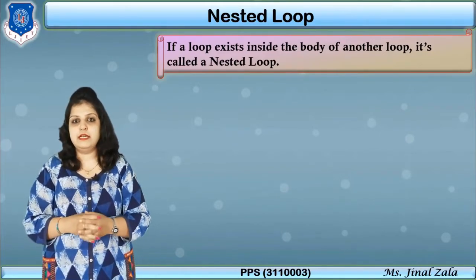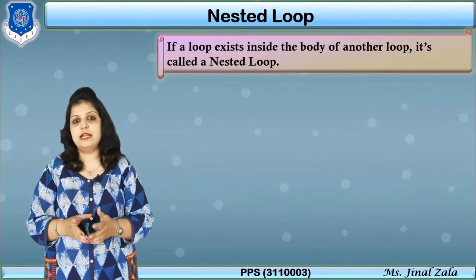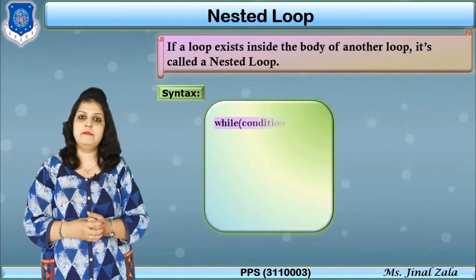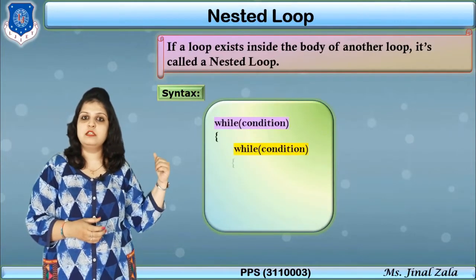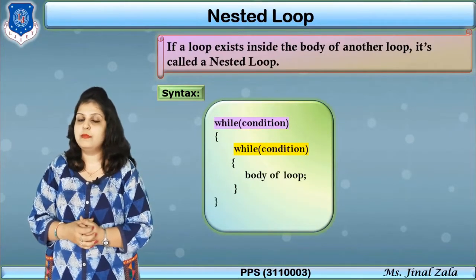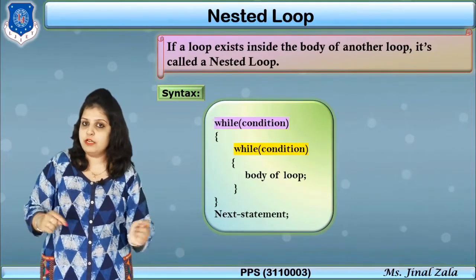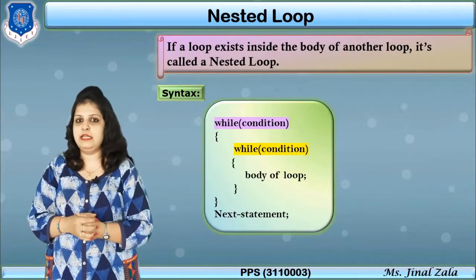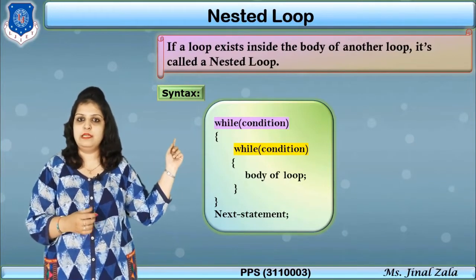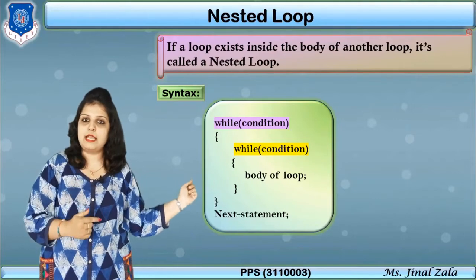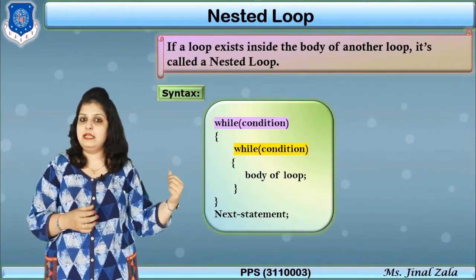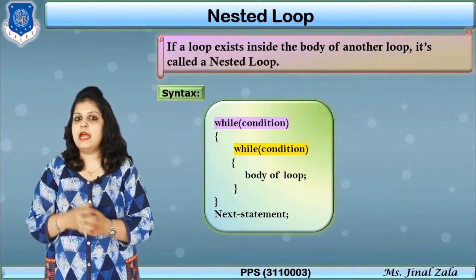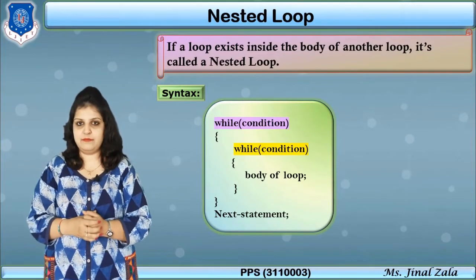And how can we write the nested loop? Let's see the syntax. Here is the syntax of the nested while loop. The first loop is called the outer loop, and in the body of that loop we can write another loop, which is called the inner loop. So the first is the outer while loop and the second is the inner while loop, and in curly brackets we write the body of the loop, and then the next statement.